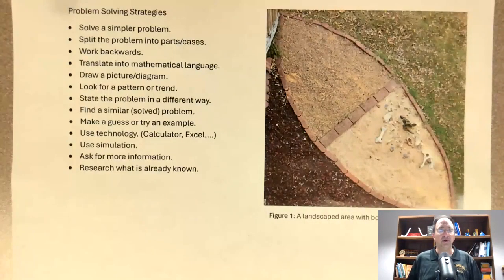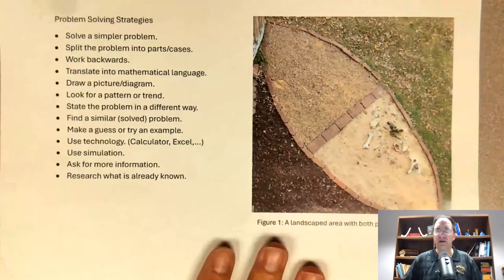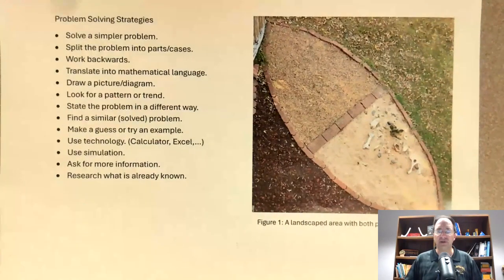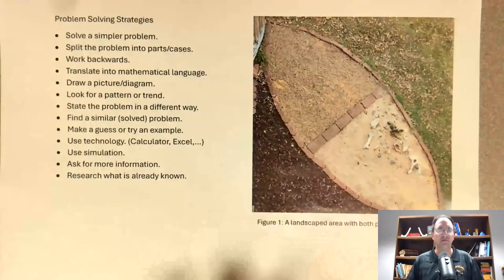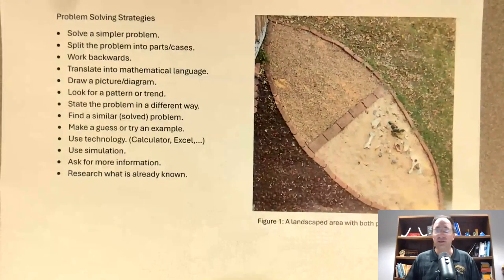Hello. In part 2 of our problem solving section, we're going to look at a specific question to solve and practice some of the strategies we talked about in the previous video. So as you can see here, I have a photo of a landscaping project we put in our backyard several years ago. It consists of some lava rock, some sand, some pebbles, and some edging. And the question is, how much would it cost to build this?